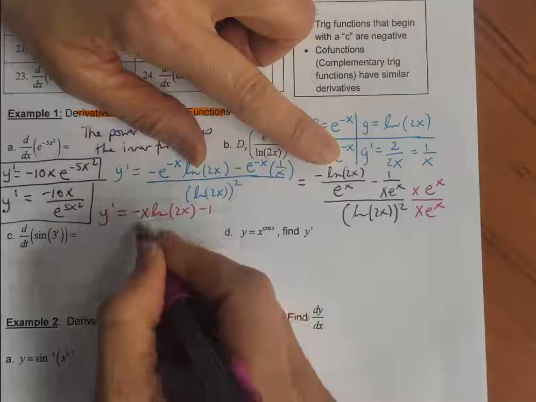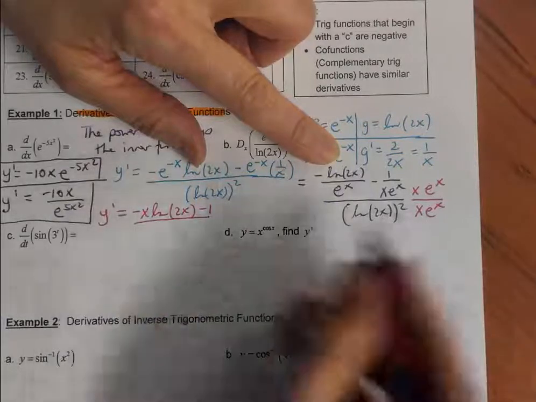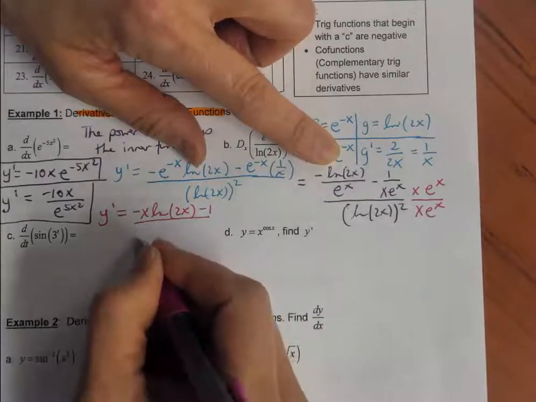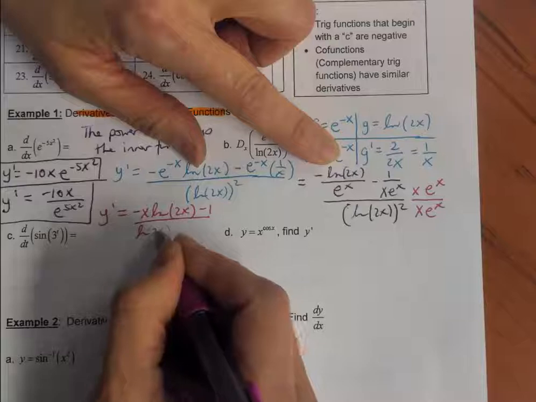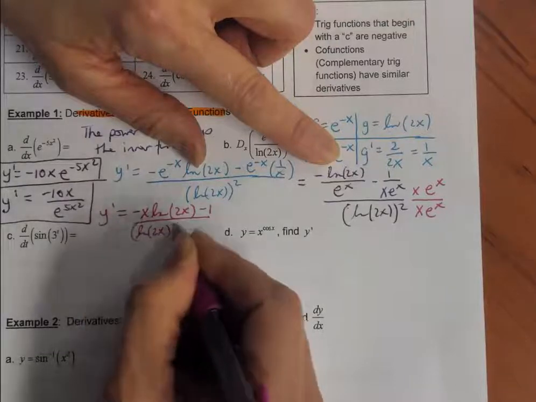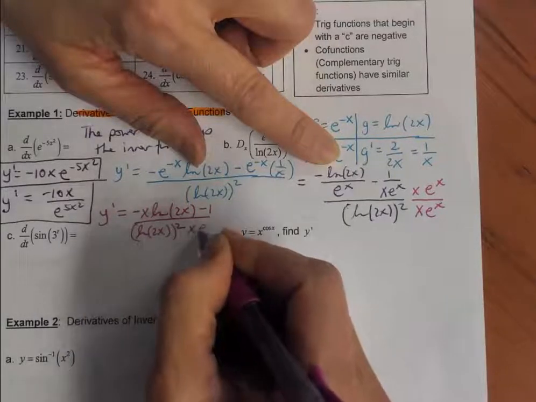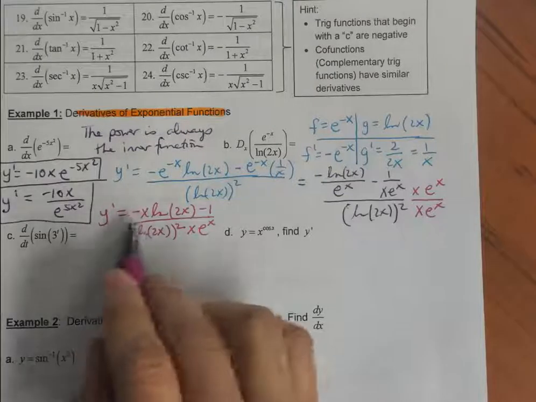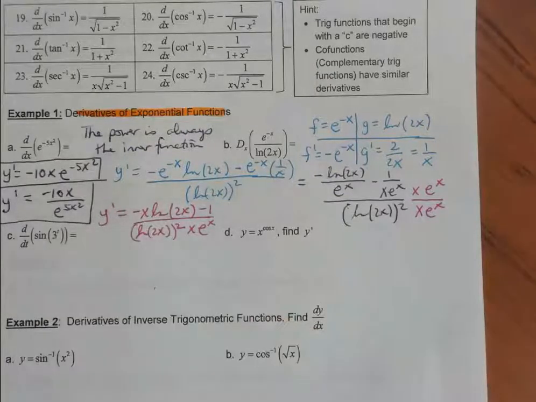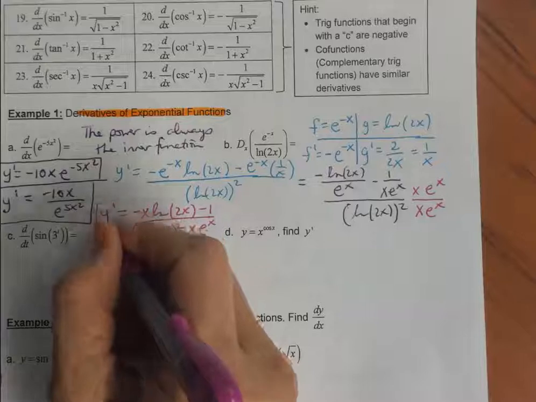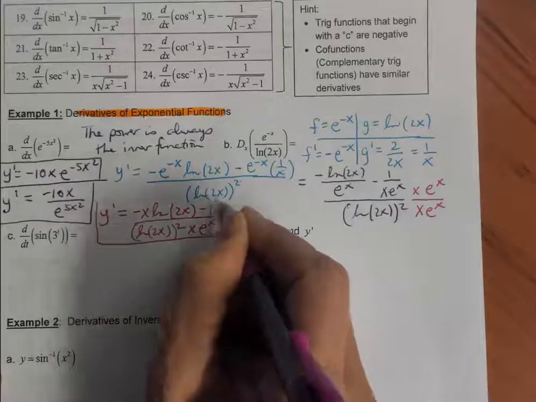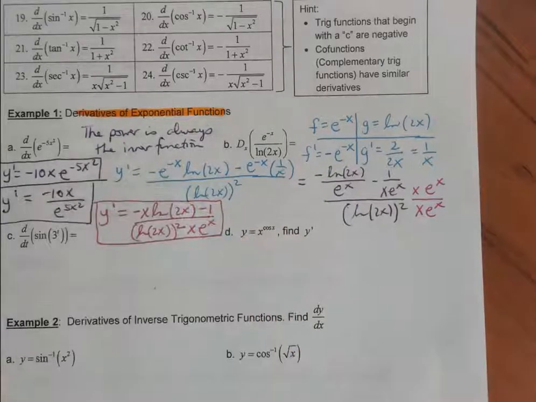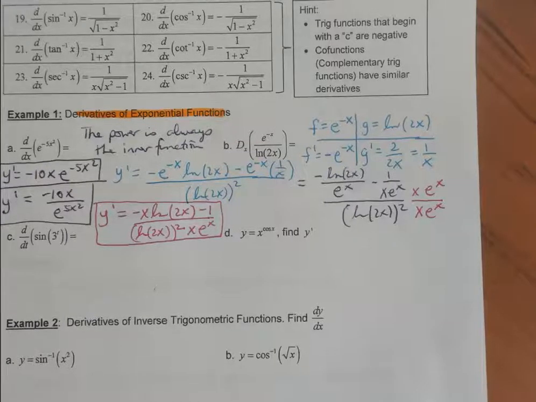And then in the denominator, I could just rewrite it just like this. So I have the natural log of 2x, all of that gets squared, and then it's times x times e to the x. Now, that looks pretty good. I suppose I could factor out a negative if I wanted to, but I'm just going to leave it. So this is a good answer. All right, how's that? Pretty good? Okay, so those are two examples using e to the x.